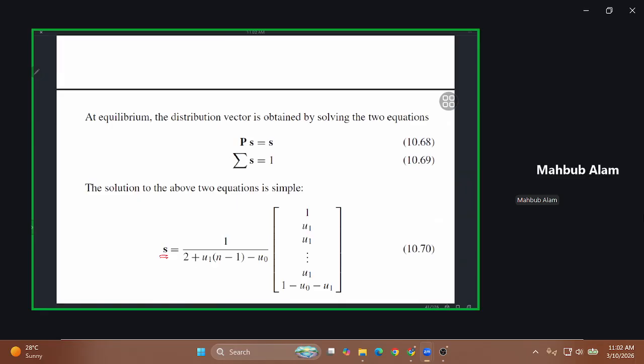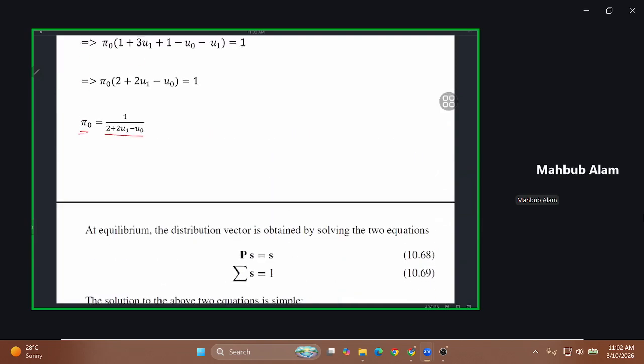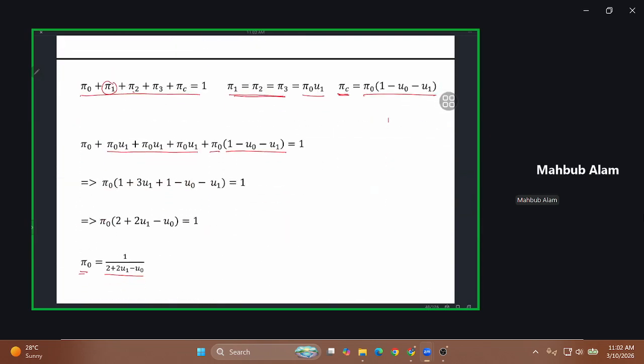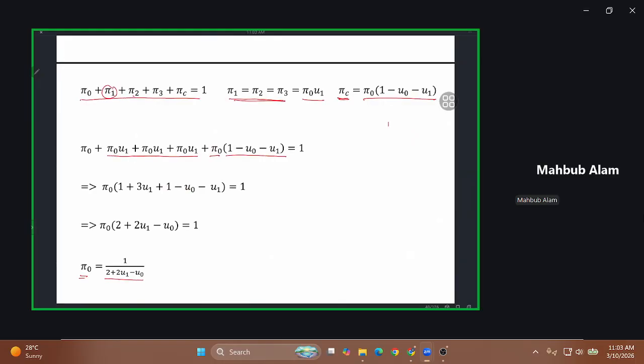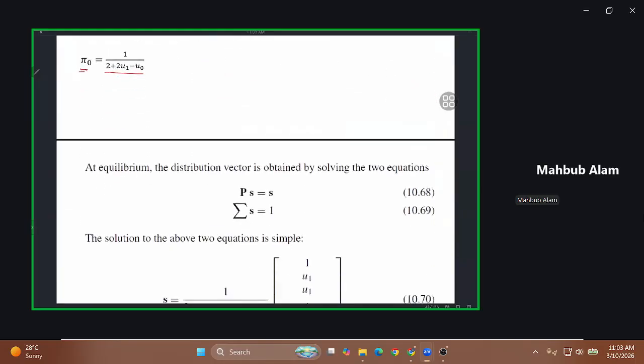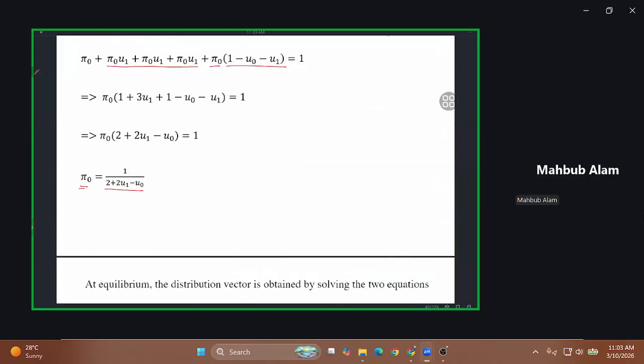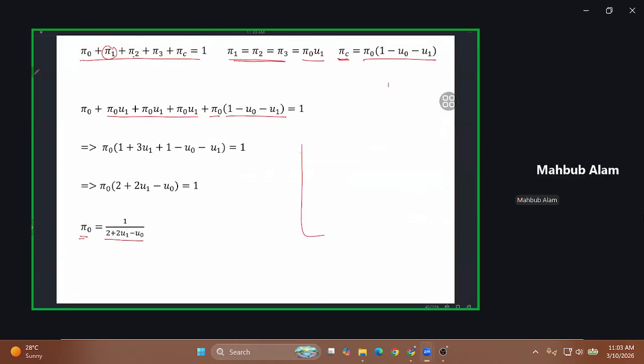Instead, they have actually represented it as a vector. How these two are actually related. If you just consider that here, pi 1, pi 2, pi 3 actually are same. So what happens? pi naught will be 1 over this quantity. So if we write this as a vector, then pi naught will be 1 over 2 plus twice u1 minus u naught.